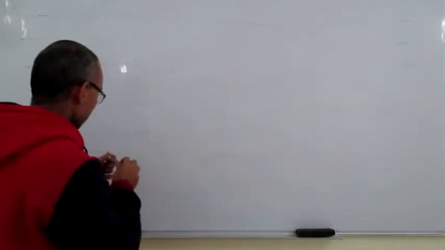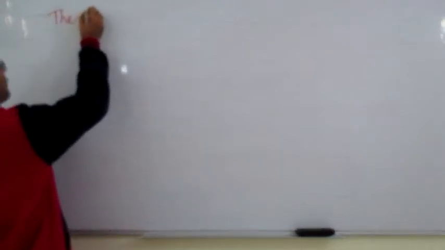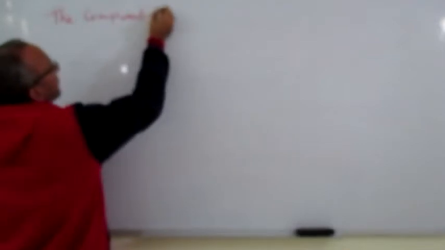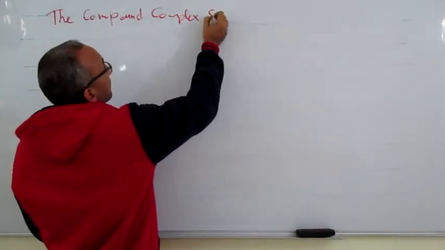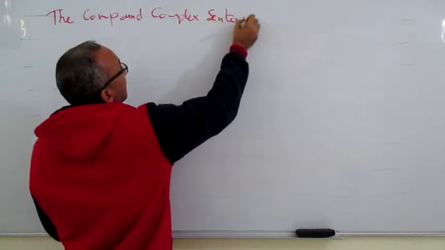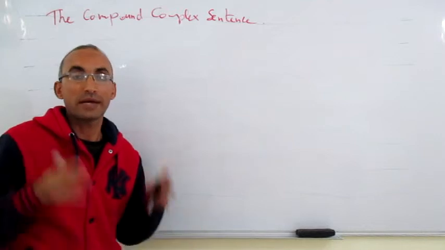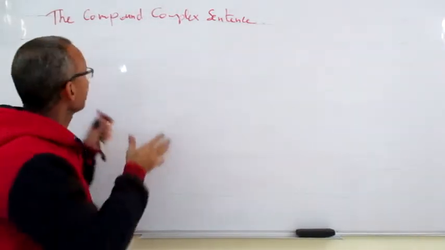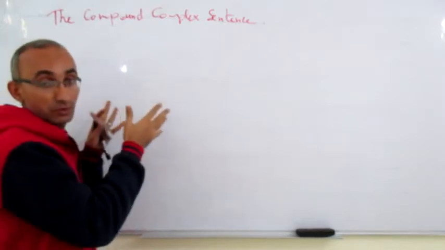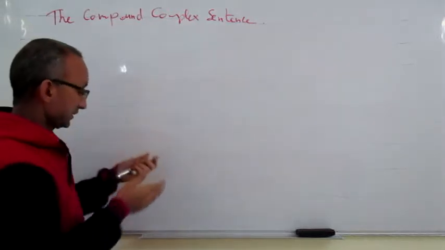First, it is called the compound complex sentence. Now I'm going to use mathematics. We'll try to divide this title into two parts, and write an example which identifies this type.